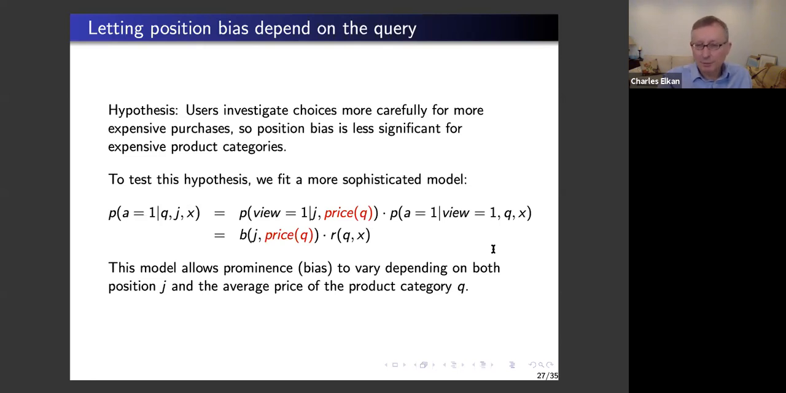So we can fit a more sophisticated model where the bias B depends on the position J and also depends on the price of the query. So every query has got a certain average price. And so we can separately for each query product category Q calculate the average price of products in that category and then fit a model where the prominence depends on this average price.